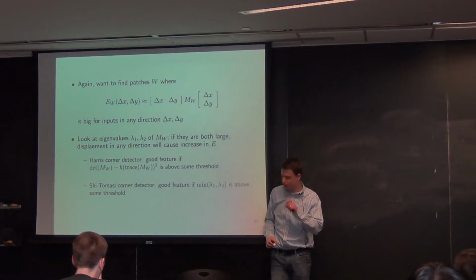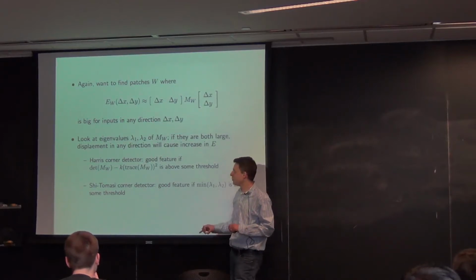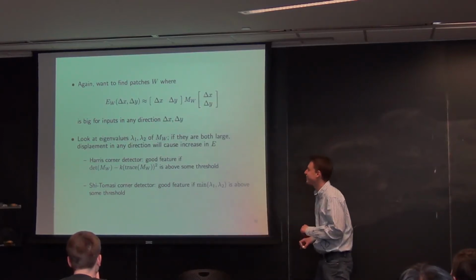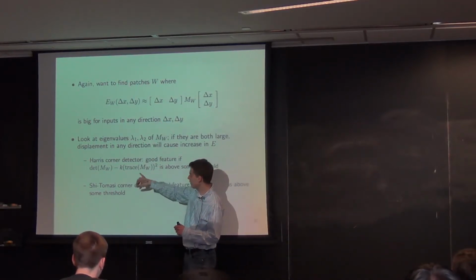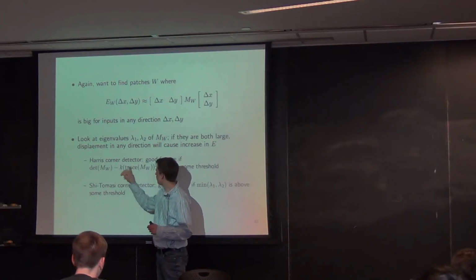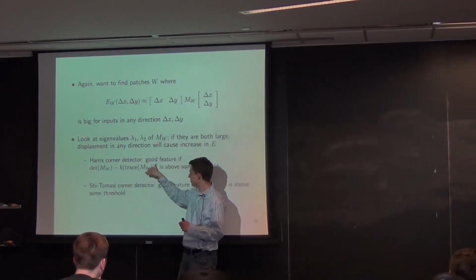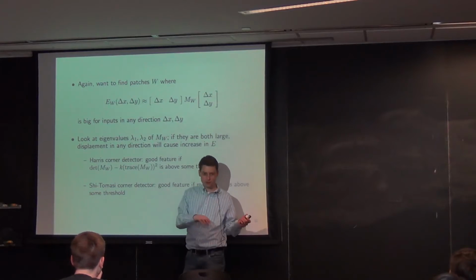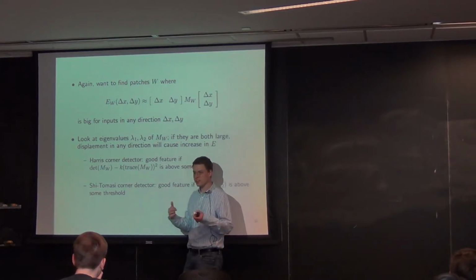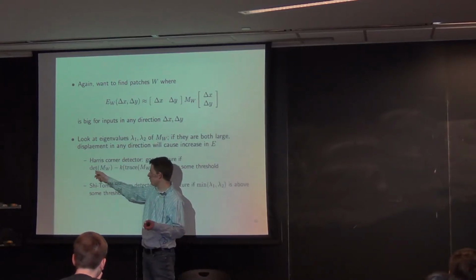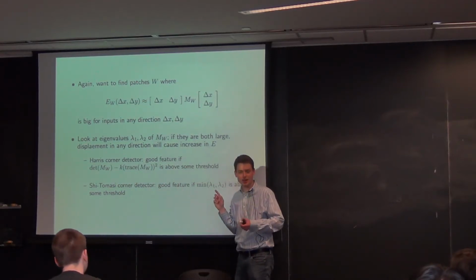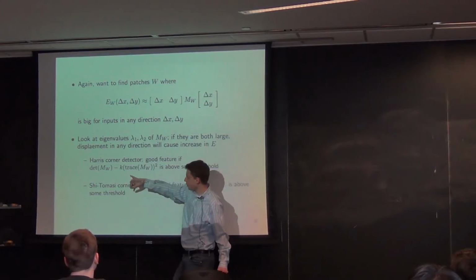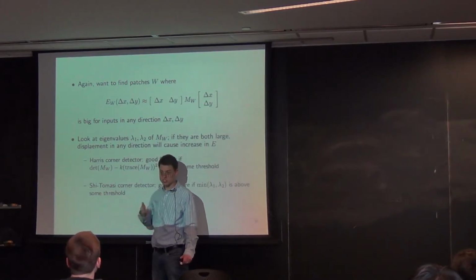And this speaks well to when these things were invented. Because the first suggestion for how to use these things was actually some complex combination of this thing. So they would take the determinant of this thing minus some constant times the trace of that squared. If that was above a threshold, you call it a good feature, otherwise not. This is essentially doing some odd computation with the eigenvalues. The determinant of a matrix is the product of the eigenvalues, the trace is the sum of the eigenvalues.